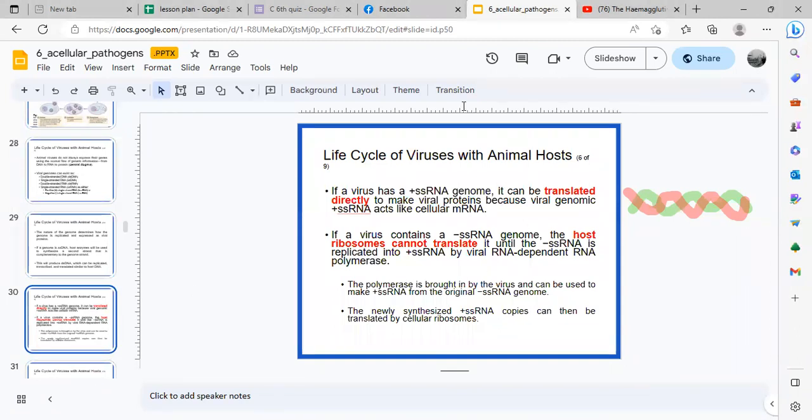So ibang mangyayari pag single-stranded RNA. So burahin natin 'to. So if a virus has a positive sense na single-stranded RNA genome, it can be translated directly. So halimbawa ito ay single-stranded na RNA. So pwede nang kumapit diyan yung mga ribosomes.